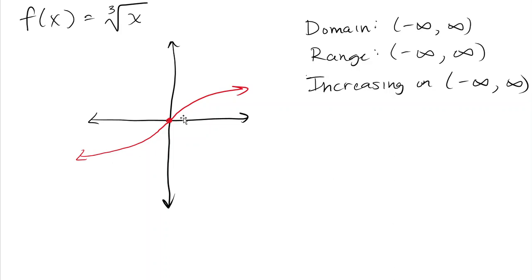And again, even though it looks like I've drawn it so that it levels off, it's actually slowly increasing this entire time. The bigger the number you plug into the cube root function, the bigger the cube root will be. This is the graph of the cube root function.